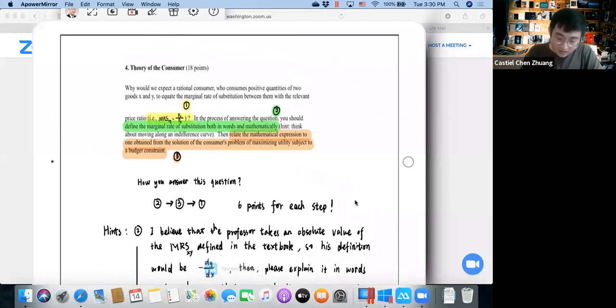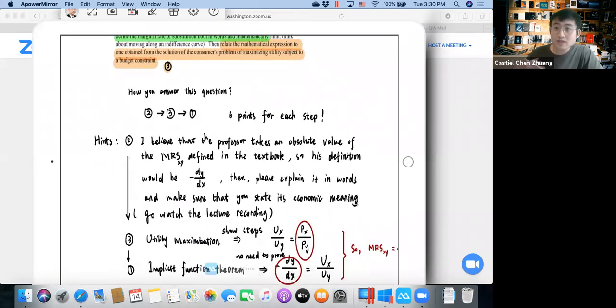And then the next thing that you need to do, required by this question, is to relate the mathematical expression to one obtained from the solution of the consumer's problem of maximizing utility subject to a budget constraint. So you need to write out the utility maximization, which we will talk about in week 3's TA session. Once you write out a utility maximization problem in its general form, you can write out the first order conditions.